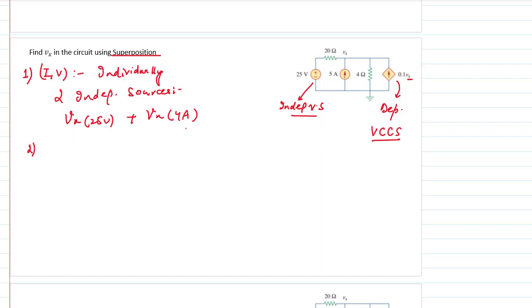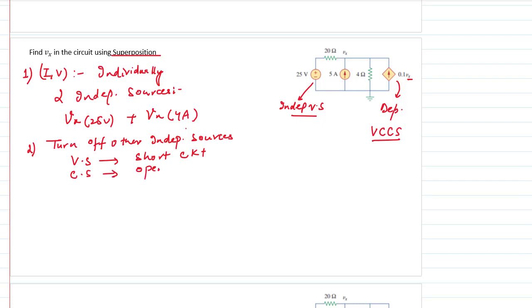So that is the next thing you have to understand, that we have to turn off the other independent sources. When we say turn off, it means if there is a voltage source you have to remove it, so we are going to short it. And if there is an independent current source that we have to remove, then we have to open it. And then we can find the contribution of only one source.